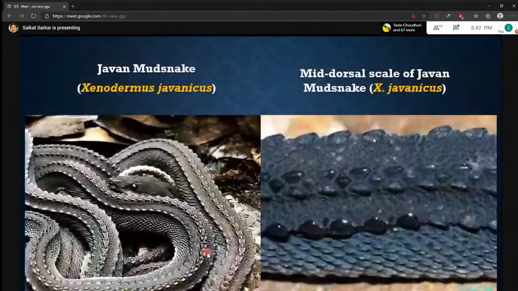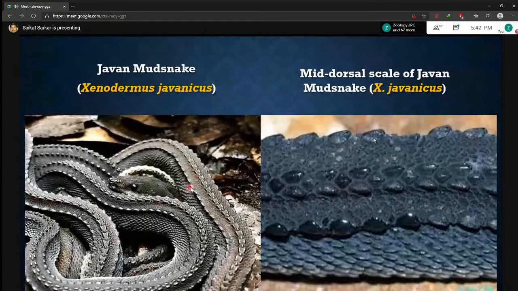This is the Javan mud snake, the dragon snake that I was talking about. Now look at the scale. This is the enlarged version of the Javan mud snake. By the name, these are found only in Java. So this is the typical dragon-looking snake, as you can see here.